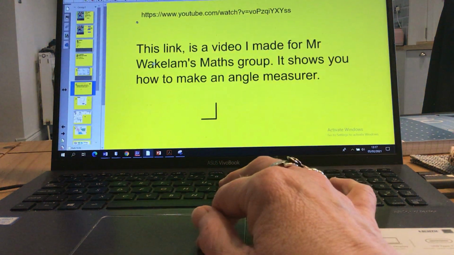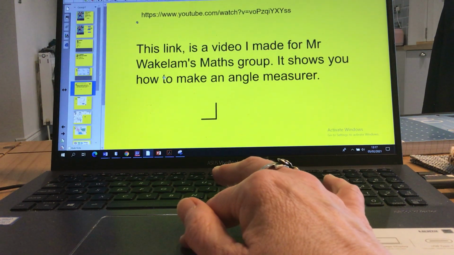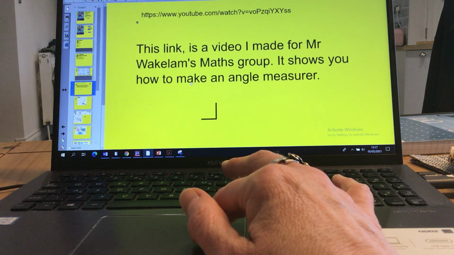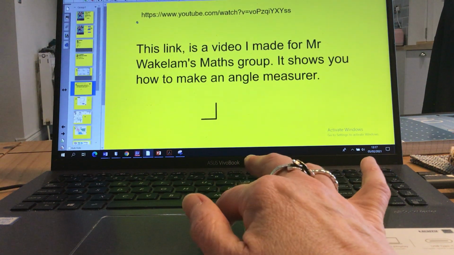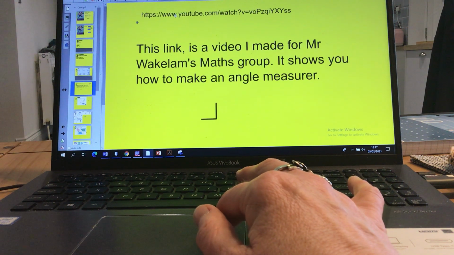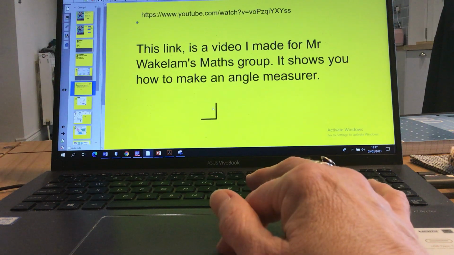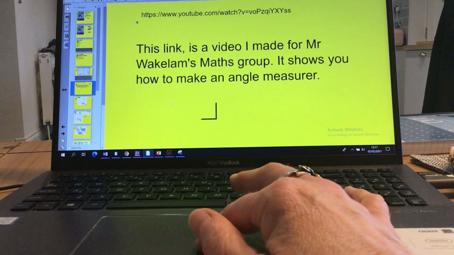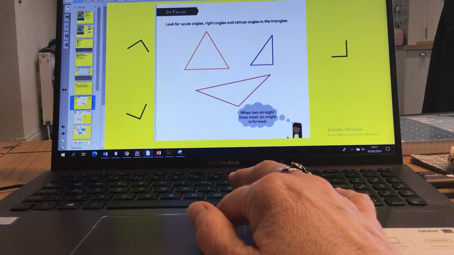Okay, now this link above is a video I made for Mr. Wakelam's maths group a couple of weeks ago, and it shows you how to make an angle measurer that you can use at home. And when you've gone onto the YouTube site here and watched me showing you, you can see that you've got yourself a really good L-shaped angle measure, and it should look like that. And you're going to need it for today's lesson.